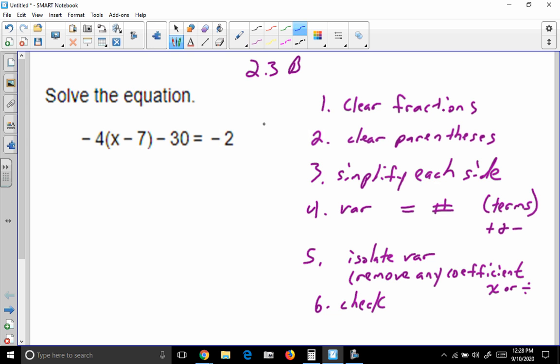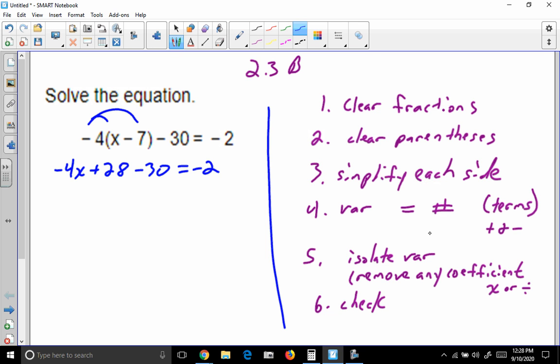So if we look at this example, this problem doesn't have fractions, so there are no fractions for us to clear. But it does have parentheses. So we want to clear the parentheses, so we're going to distribute. That'll give us negative 4 times x. Negative times negative will make a positive 28, minus 30 equals negative 2. We cleared parentheses. Now we want to simplify each side. There's nothing to simplify on the right side right now, but on the left side we have like terms. Those are both just numbers.